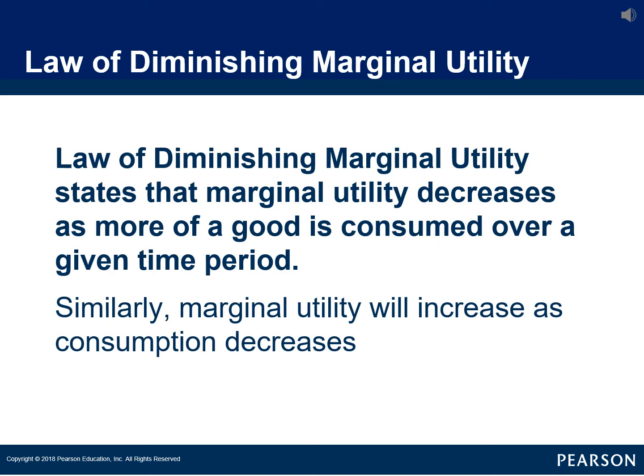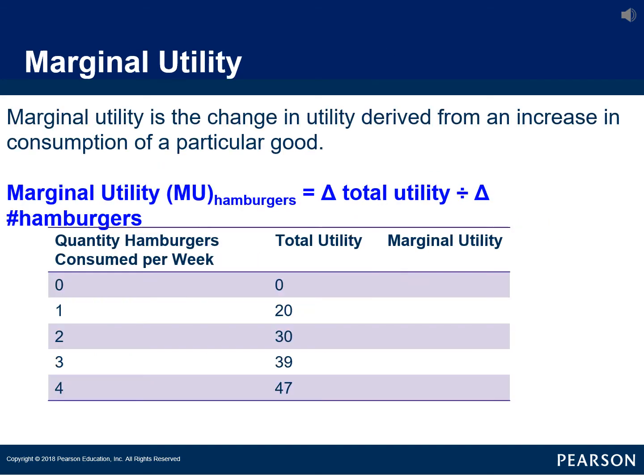This is all defined by the law of diminishing marginal utility, which just states that marginal utility decreases as more of a good is consumed over a given period of time. In the same sense, marginal utility increases as consumption decreases. So things become more valuable to us when we have less of them, and things are less valuable to us when we have more of them.